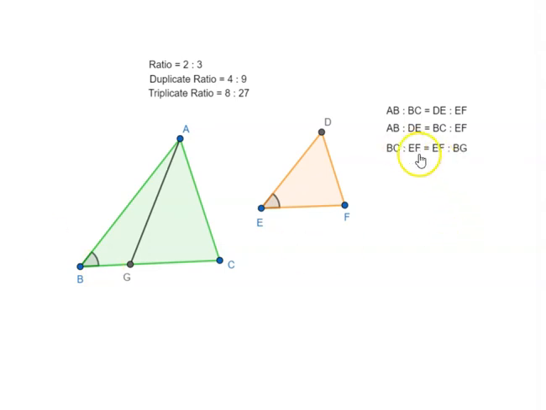Can I say BC is to EF as EF is to BG? Yes, because on that basis itself, we found this point G. In triangles ABG and DEF, we have AB is to DE as EF is to BG. From where did I get this? Remember, AB is to DE is equal to BC is to EF. But BC is to EF equal to EF is to BG. So I combine these two statements and write it as AB is to DE equal to EF is to BG. What does this mean? AB is to DE as EF is to BG.